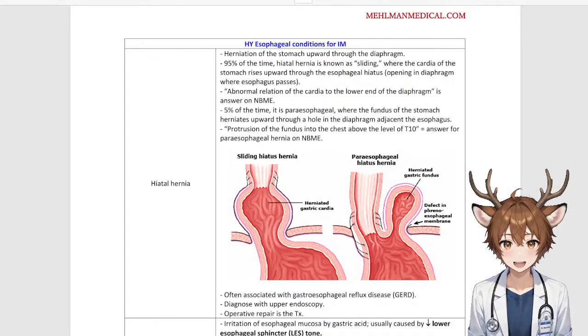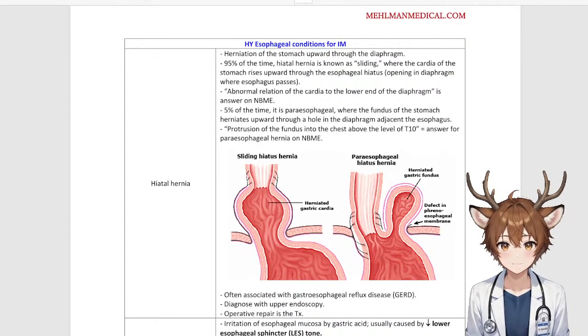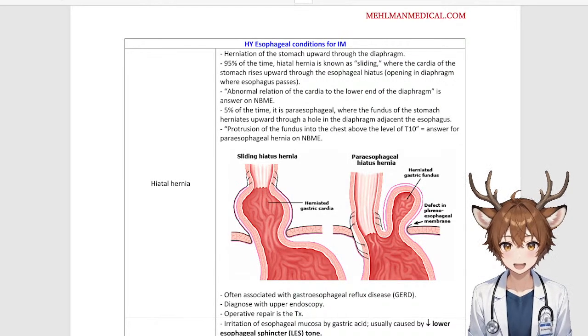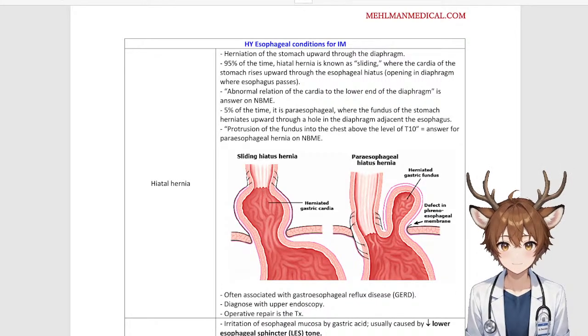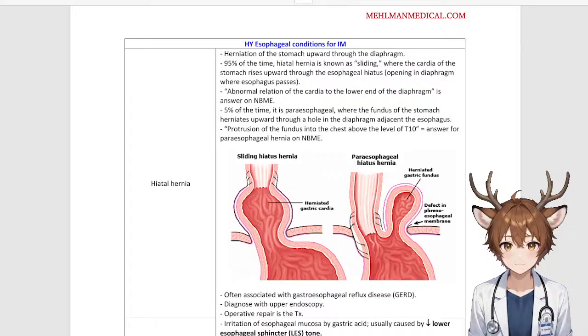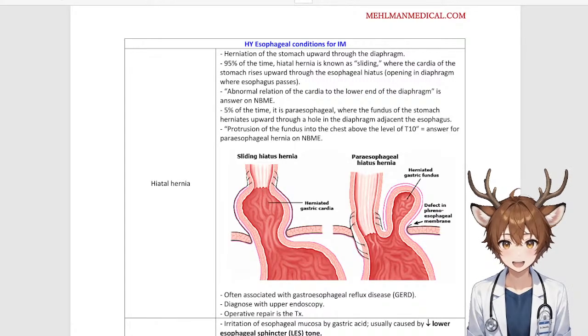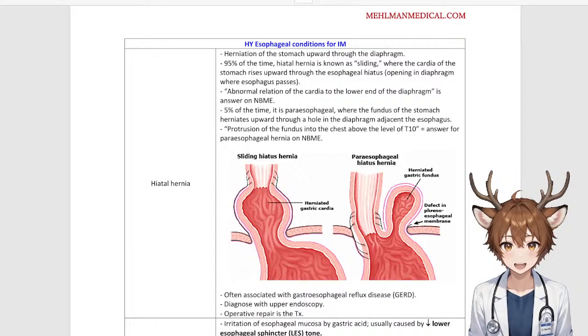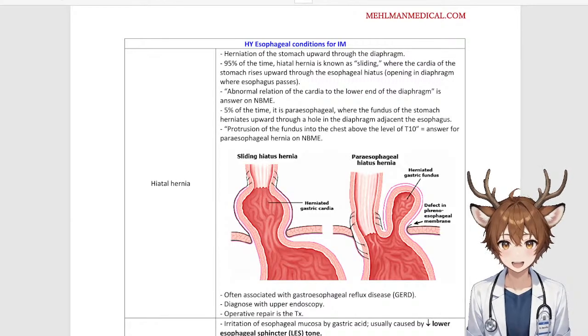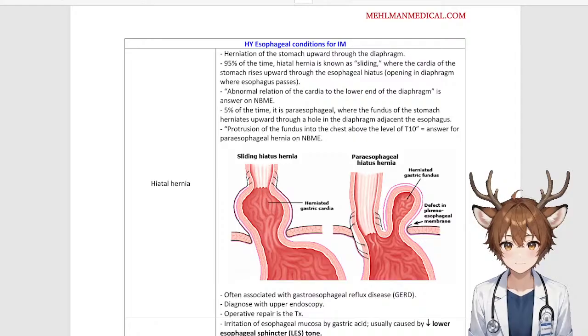So the sliding hiatal hernia, the herniated gastric cardia like that. The other kind is where it has this little out pouch, which is called the paraesophageal hiatal hernia, where you have a herniated gastric fundus, defect in the phrenoesophageal membrane. Okay, so two different ways it can happen. Often associated with gastroesophageal reflux disease or GERD, diagnosed with the upper endoscopy, operate to repair is the treatment.